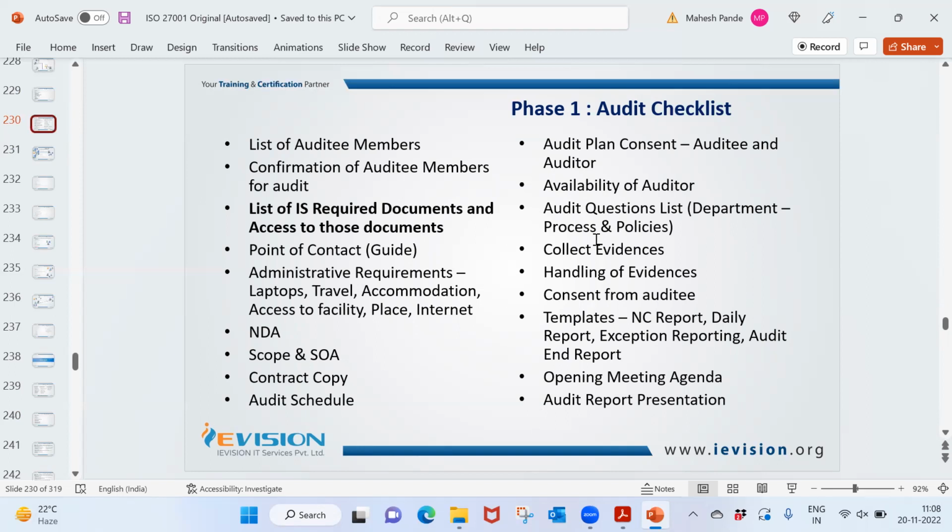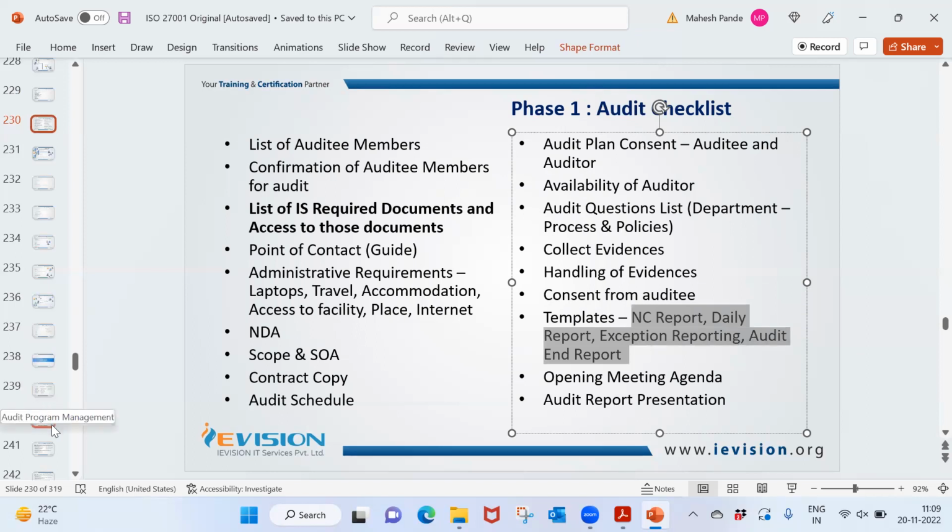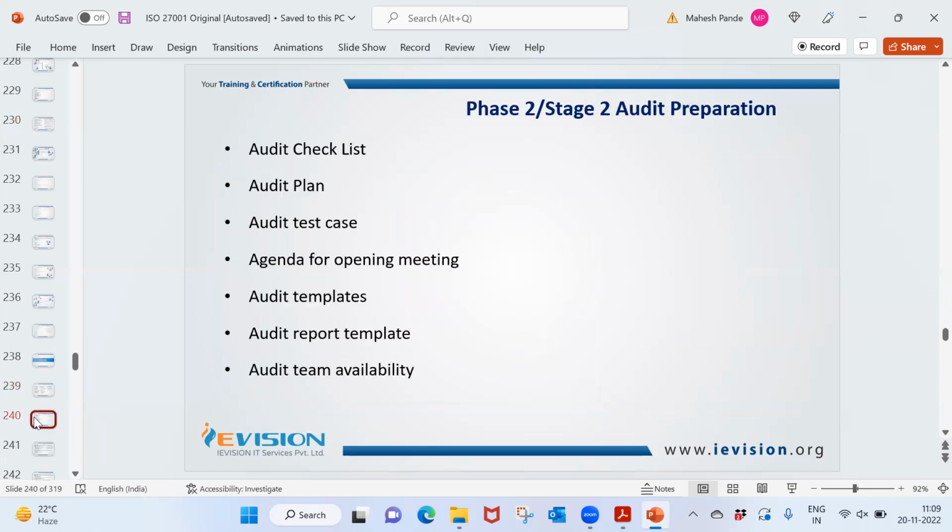Yes. So in addition to this, we will have the phase 1 audit report. If there were some non-conformities, you will have to verify the non-conformities. You will have some templates, like the NC report, daily report, exception reporting, and audit end report. So that will also be there as a part of your phase 2 audit. Okay, so the checklist is something which we are clear on.